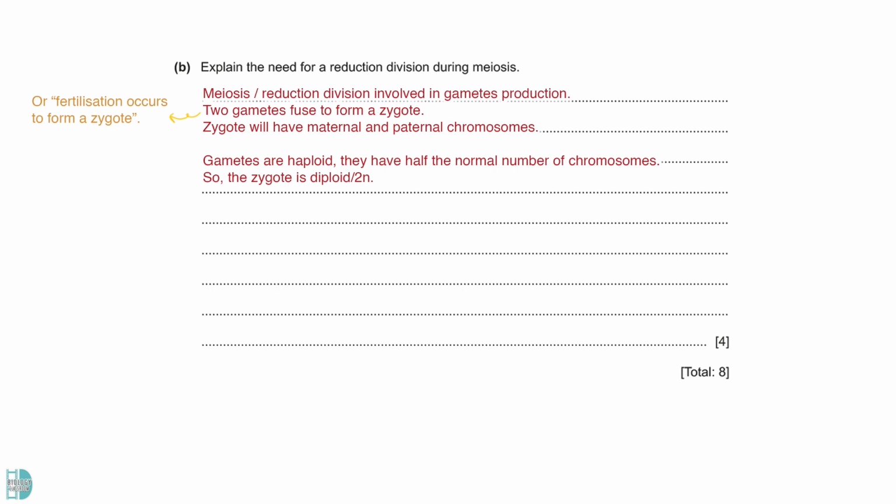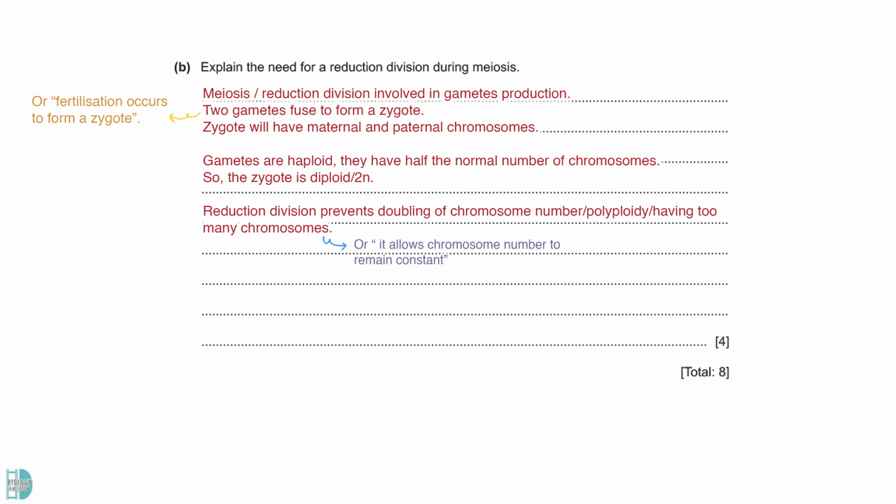If meiosis is not used to reduce the chromosome number in the gametes, a doubling of chromosome number would occur. This leads to polyploidy, where a cell has too many chromosomes. Without a reduction division, chromosome number cannot remain constant when fertilization takes place.